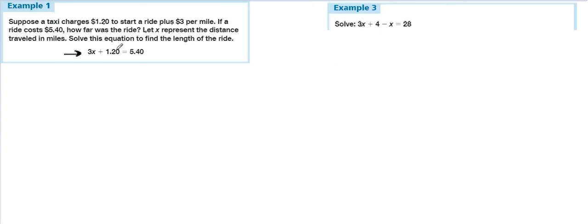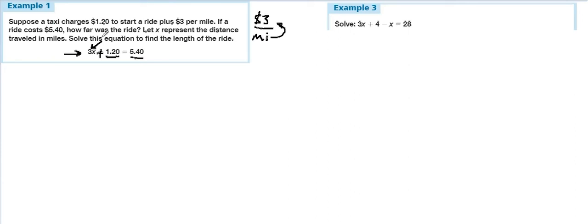Now, where do they come up with this? It's $1.20 no matter what. It ended in $5.40. How did we get there? We add on $3 per mile. Sometimes we think per mile. Sometimes we actually put the miles next to.